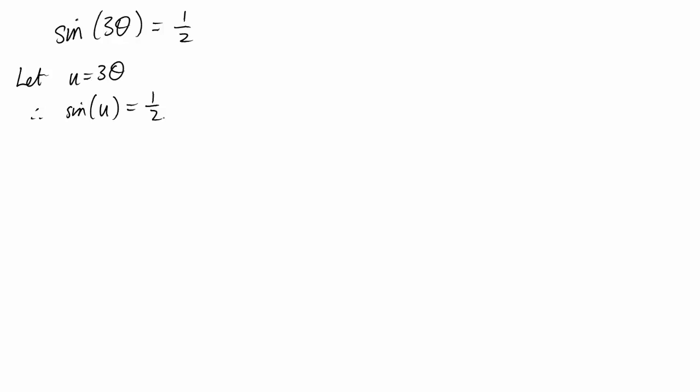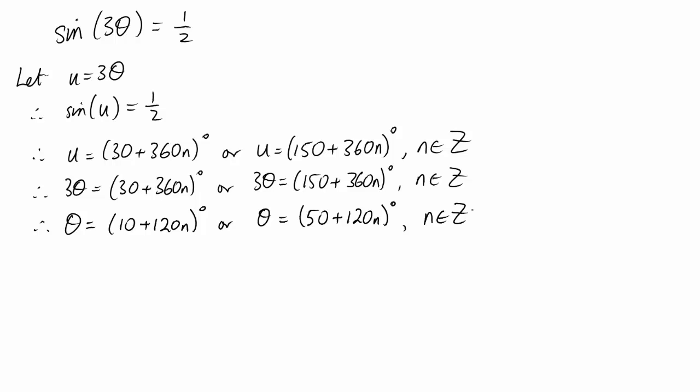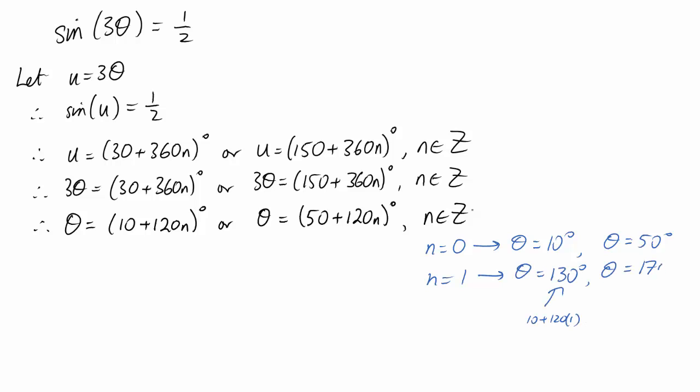of theta. The general solution was u equals 30 plus 360n and u equals 150 plus 360n. And dividing everything through by 3, we get theta equals 10 plus 120n and 50 plus 120n. If you wanted to list a few values, you can sub in different integers for n. If n equals 0, you'd get theta equals 10 degrees and theta equals 50 degrees. For n equals 1, you'd get 130 degrees and 170 degrees. For n equals minus 1, you'd get negative 110 degrees and negative 70 degrees. And obviously you can keep going to get more and more solutions.